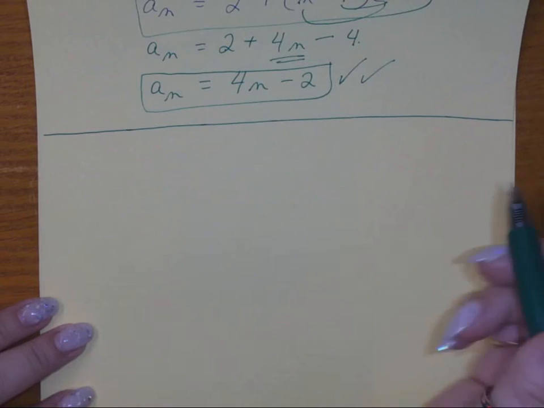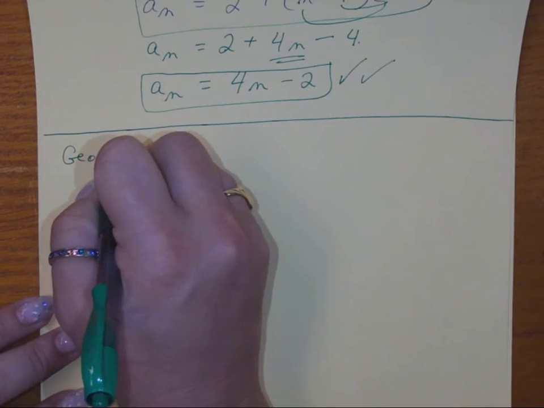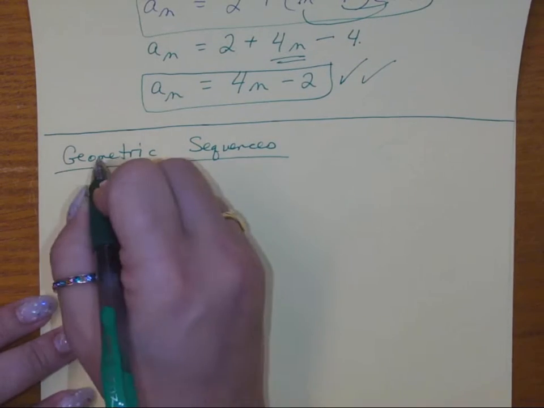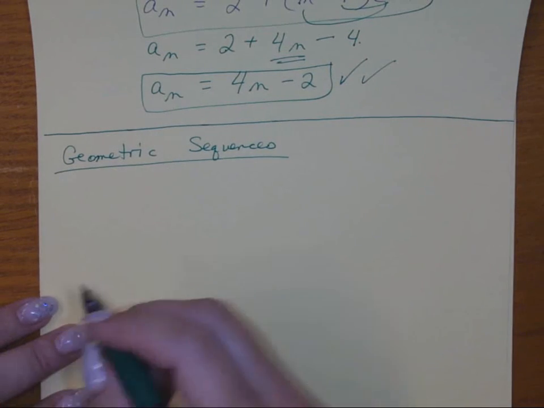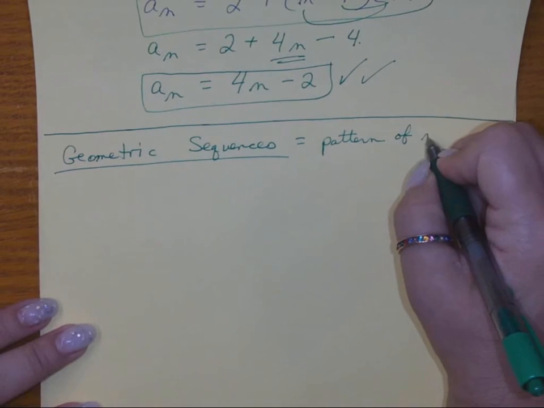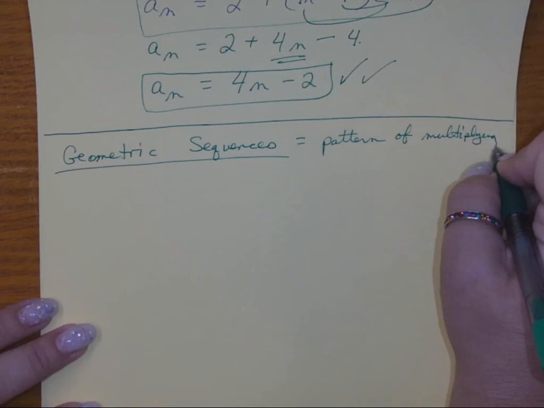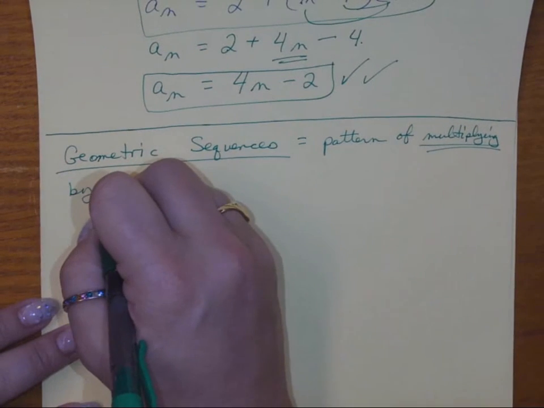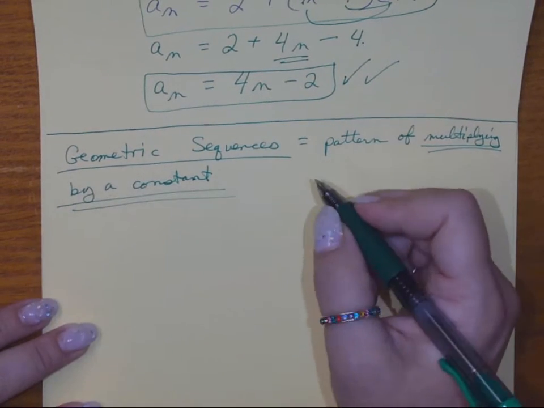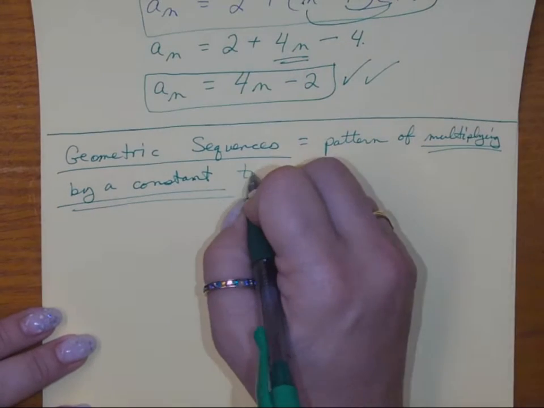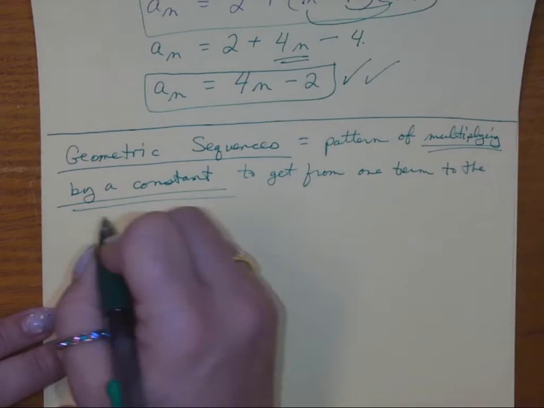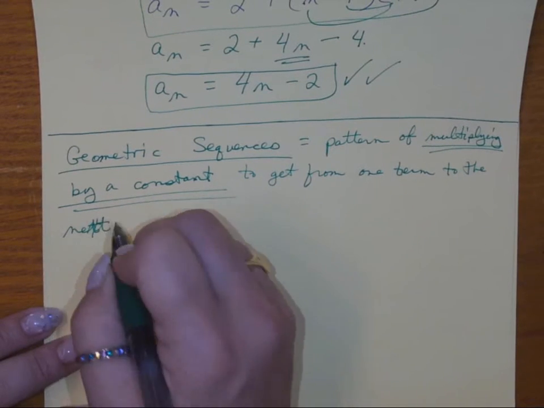Okay. So the other kind of sequence is geometric sequences. Maybe you've heard that before. A geometric sequence, unfortunately, it's not really about geometry. It's a sequence that has a pattern of multiplying by a constant. So the difference here is before I was adding a constant, now I'm multiplying by a constant to get from one term to the next. And you've seen these before, I know you have.